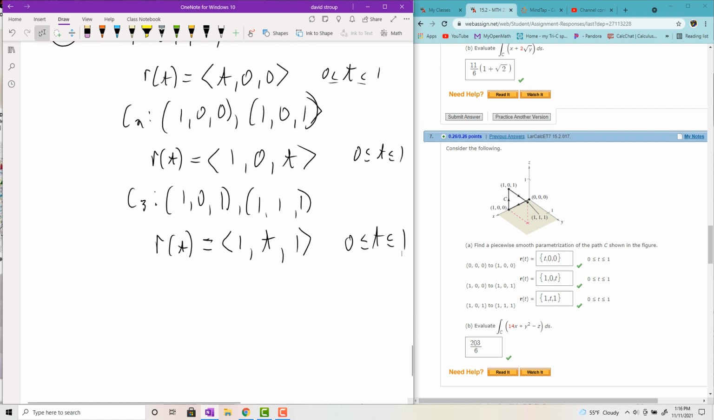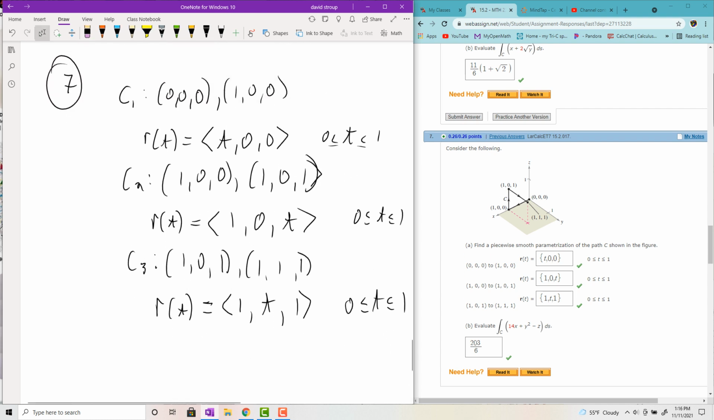Okay, so we're going to need 3 integrals. The integral du jour is 14x plus y squared minus z. So we're going to need derivatives for all of these. So r prime is equal to 1, 0, 0.